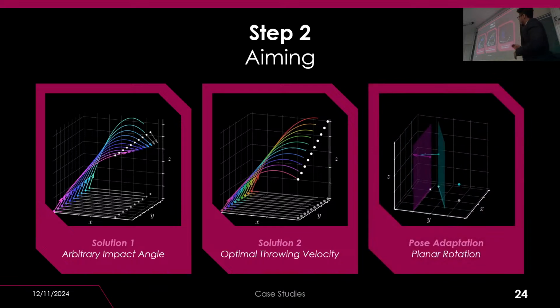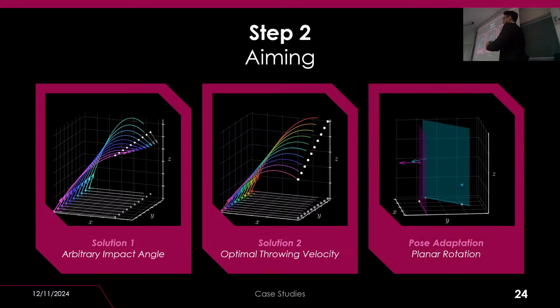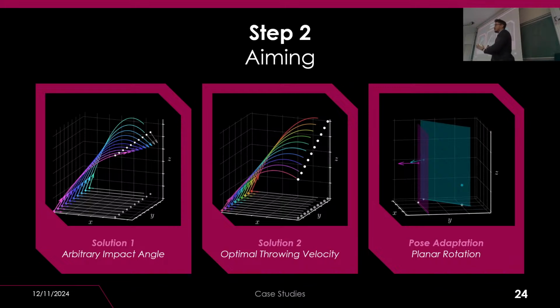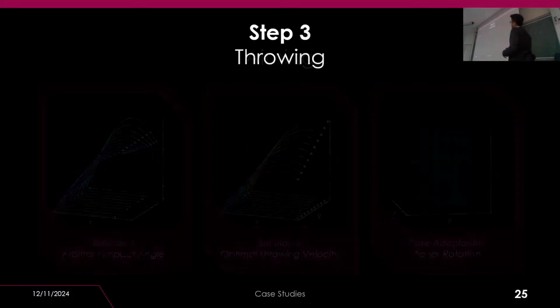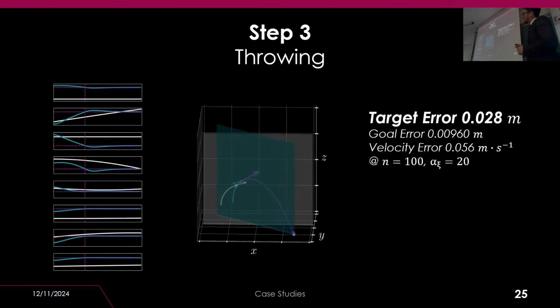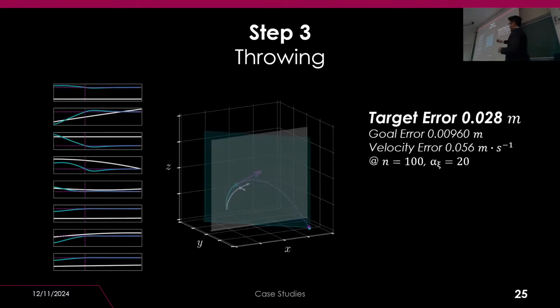And finally, the post-adaptation phase, which is basically rotating the plane of action that has been demonstrated about an arbitrary axis towards a plane that contains the target, the desired target, to be hit by an object. Now, in terms of throwing, after a very crude demonstration, a theoretical demonstration, I find an error of about 3 centimeters with these parameters, 100 Gaussian kernels and 20 for the critically damped variable.